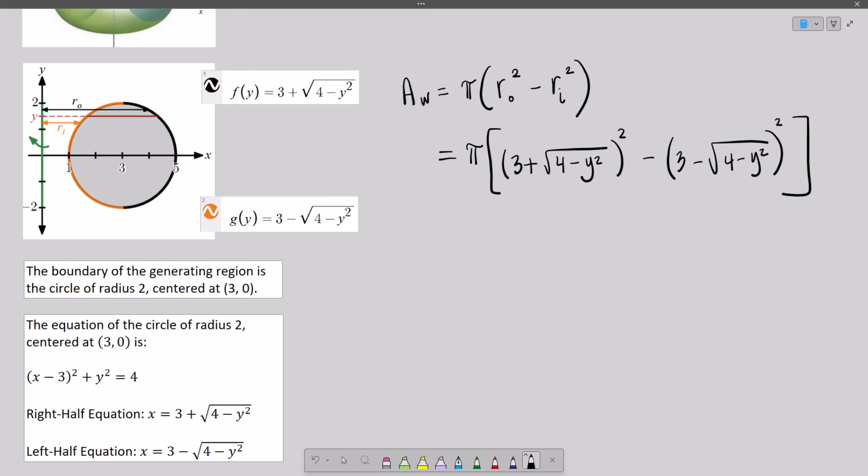Now we get to do some fun foiling. Okay, so FOIL, we're going to get 3 squared. That's first squared, which will be 9. We can do 3 squared in our head. 9.